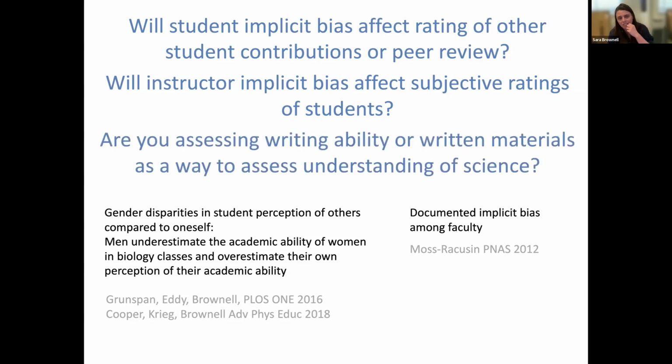And then someone answered this as far as communication ability with English as a second language students, or students who grew up in their home speaking a language other than English. Are you actually assessing writing ability, or are you using written materials as a way to assess understanding of science, right? And you may be thinking, oh, I'm measuring their understanding of science, but you're actually measuring their English comprehension and their actual writing ability.